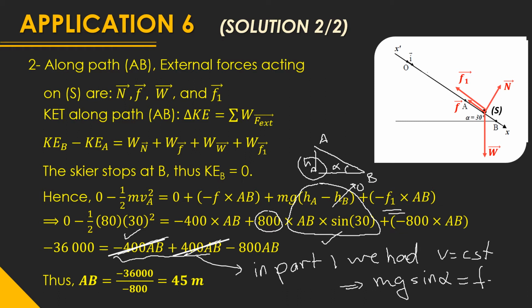AB equals 36,000 over 800, which is simply 45 meters. This seals it concerning this application. I went over it quickly. You can check it and read it or listen to the video in detail and try to solve it on your own so that you get acquainted with the methods and the strategy to solve problems using the kinetic energy theorem.